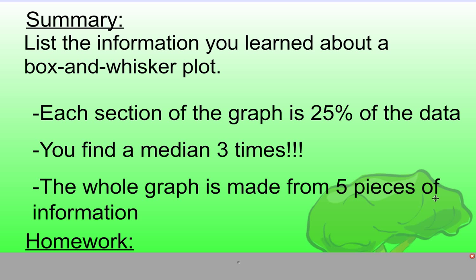Now, I'm not sure what kind of information you wrote down, but I put down a couple different pieces. For example, each section of the graph is 25% of the data. So in that box and whisker graph, each whisker is 25%, and each section in the box is 25%. I have that you find a median 3 times. So when you're making the box and whisker plot, you find the median, the upper median, which is the upper quartile, the lower median, the lower quartile. And I have here that the graph is made of 5 pieces of information: the upper extreme, lower extreme, upper quartile, lower quartile, and median.